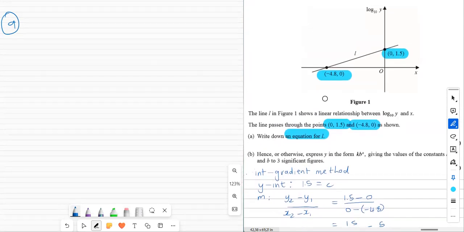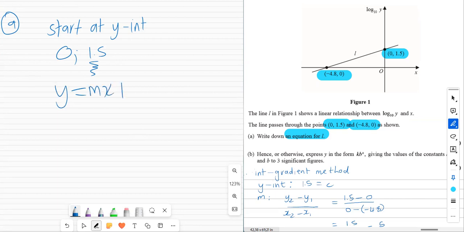for questions A and B, I use the intercept gradient method. The intercept gradient method starts at the y-intercept. So you start here. The y-intercept is (0, 1.5), so the y part of the y-intercept is our c value. If you have y equals mx plus c, the c value is going to be 1.5. So we already have y equals mx plus 1.5.